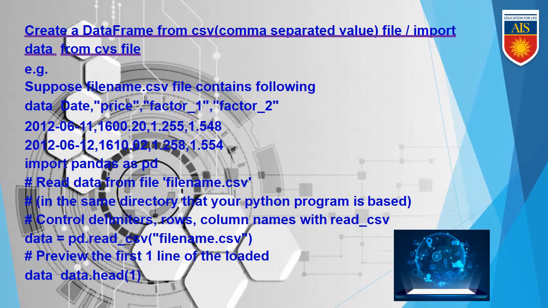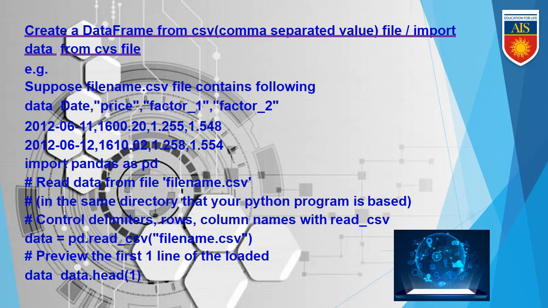Create a data frame from a CSV file, or we can say how to import data from a CSV file. Example, suppose we have a file named CSV containing the following data: date, price, factor 1 and factor 2. Then we have given the values 2012 0611, then 1600.20, 1.255, 1.548, then another row of information. Then we need to write the code this way: import pandas as pd, read the data from the file name.csv in the same directory where your Python program is based.